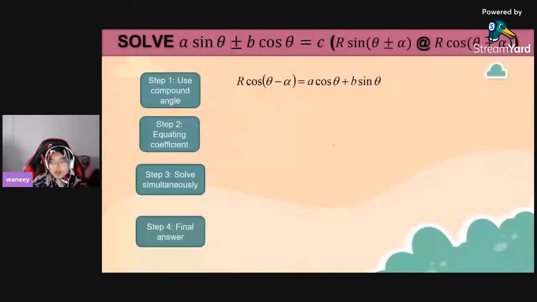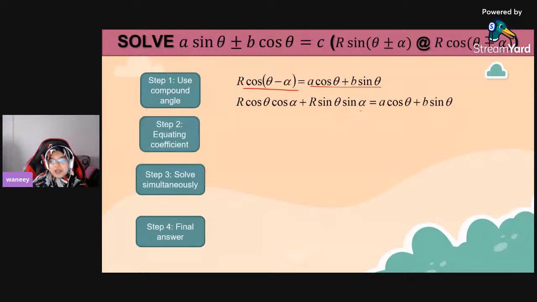Okay, so now solving a sine theta plus minus with b cos theta equal to c. Okay, so what do you need to do? The first step is that you have to use the compound angle. So from r cos theta minus with alpha, you are going to use the compound angle to change the left hand side to become r cos theta cos alpha plus r sin theta sin alpha. And then this is a cos theta plus with b sin theta.